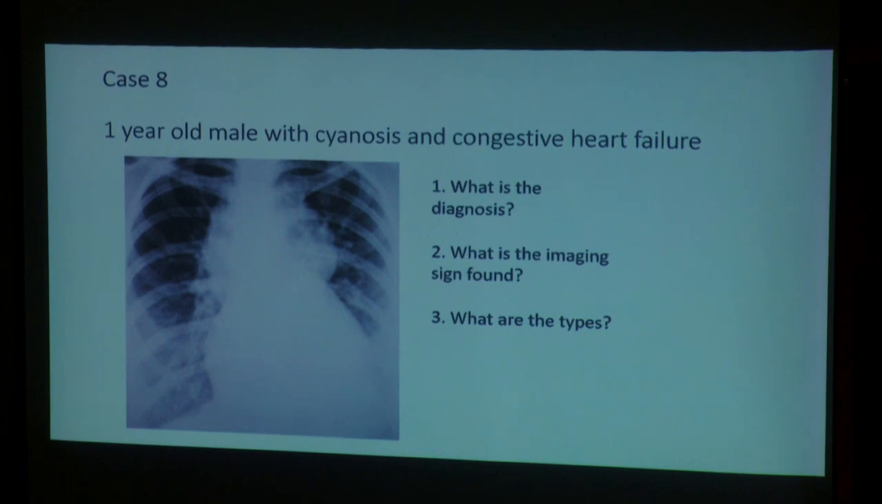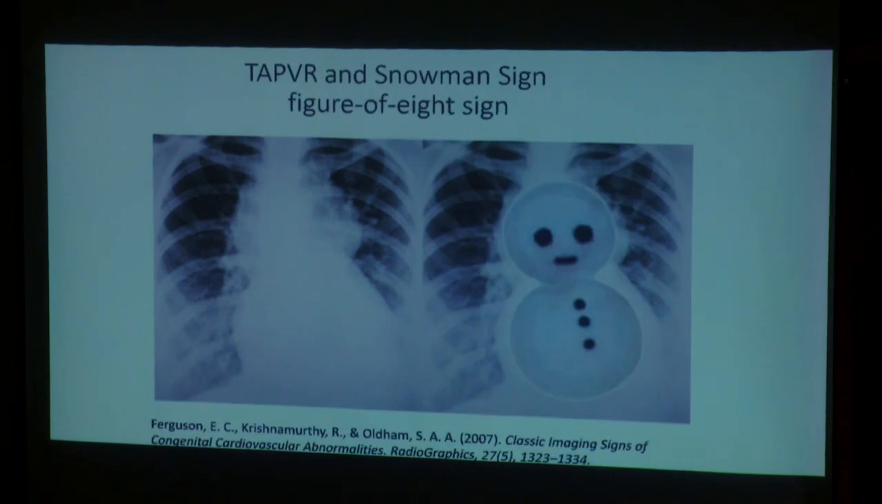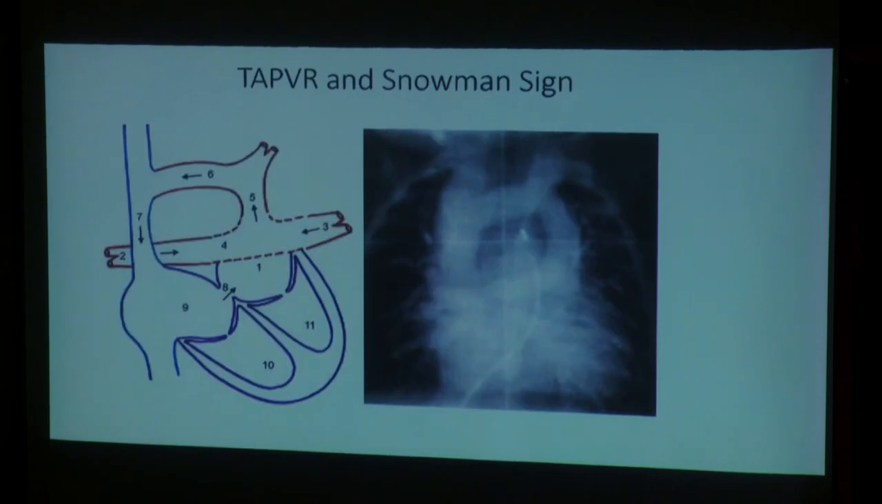This is a 1-year-old male with cyanosis and congestive cardiac failure. Snowman. Okay, what is the diagnosis? What is the imaging sign? You already told me. What is the diagnosis and what are the types? TGA. TAPVR, okay. What are the types? Supracardiac, cardiac and infracardiac. Other is mixed.